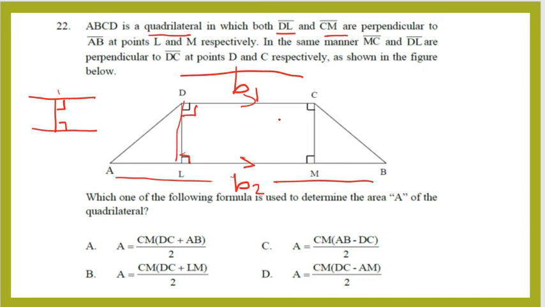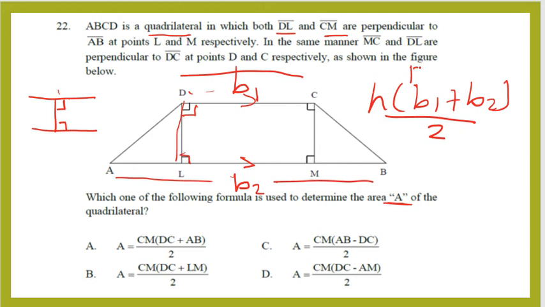Therefore, when you see the question down, what does it say? Which one of the following formulas is used to determine the area? The area of a trapezium, we know the formula. It is h times base 1 plus base 2, the whole over 2. This is the formula for the area of a trapezium. But B1 means the distance from D to C. In place of B1, we can write DC.